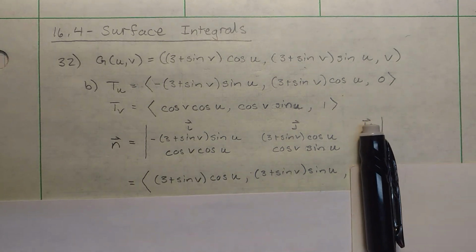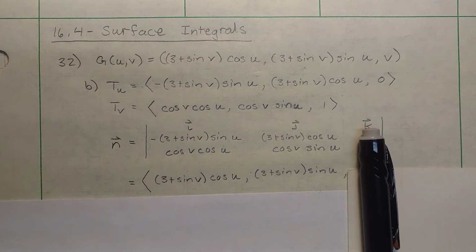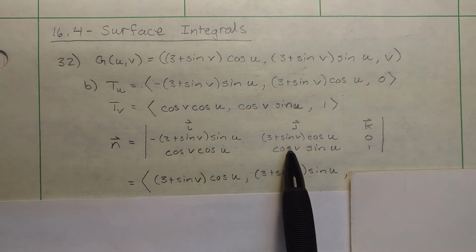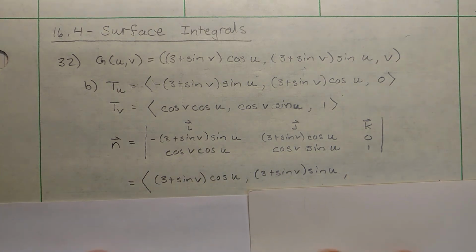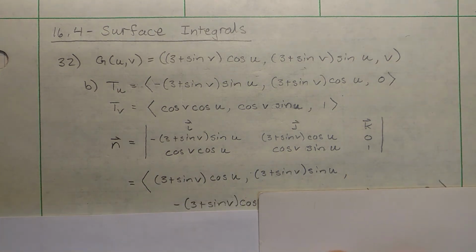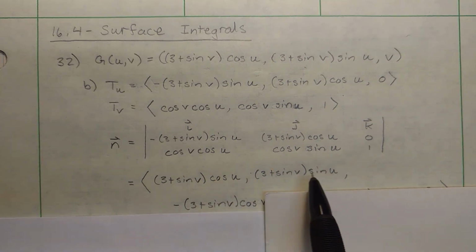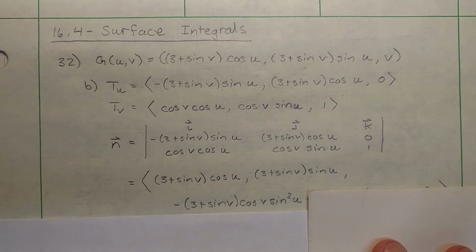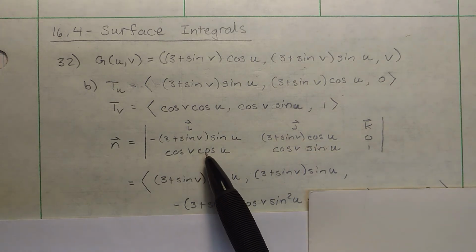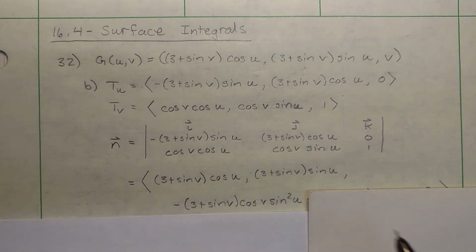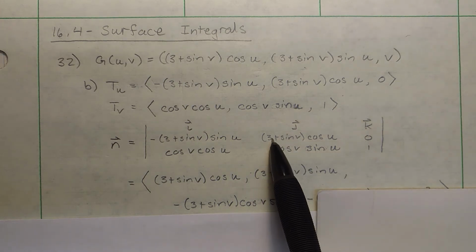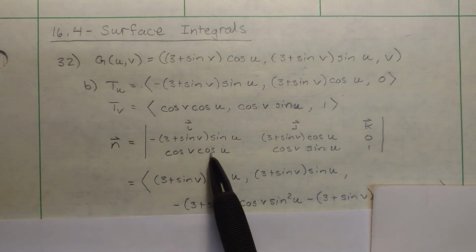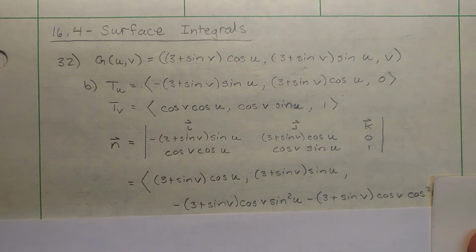Last one, we cross this up. Now we're going to have some work to do. When we cross this here, we get negative 3 sine v, and then sine u times cosine v times sine u, so we get a cosine v times a sine squared u. And when we cross this way, we're going to have minus, and notice we have this 3 plus sine v times a cosine v and a cosine squared u.